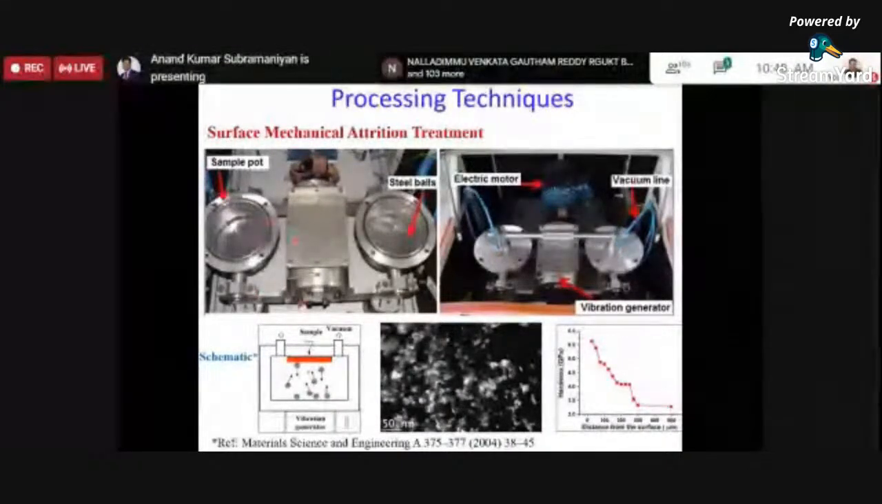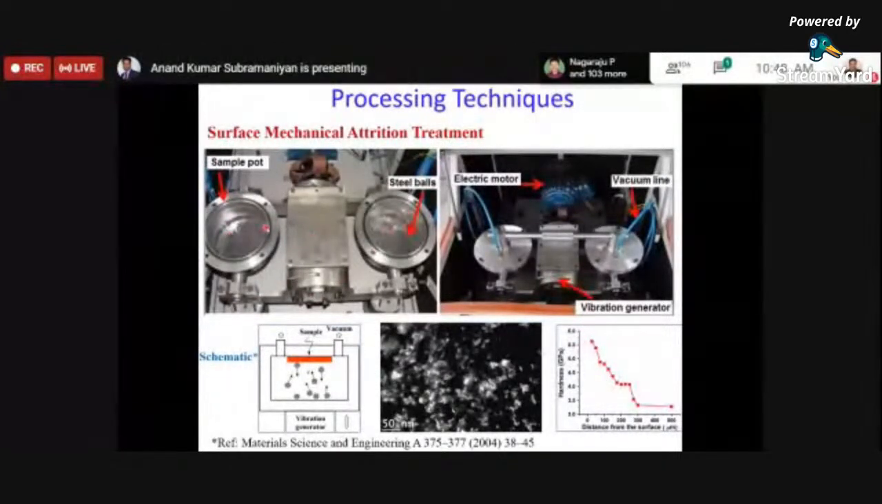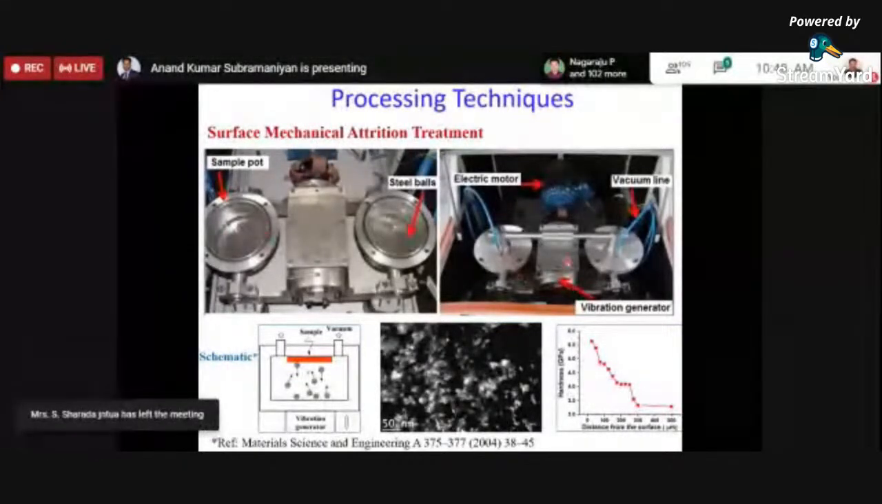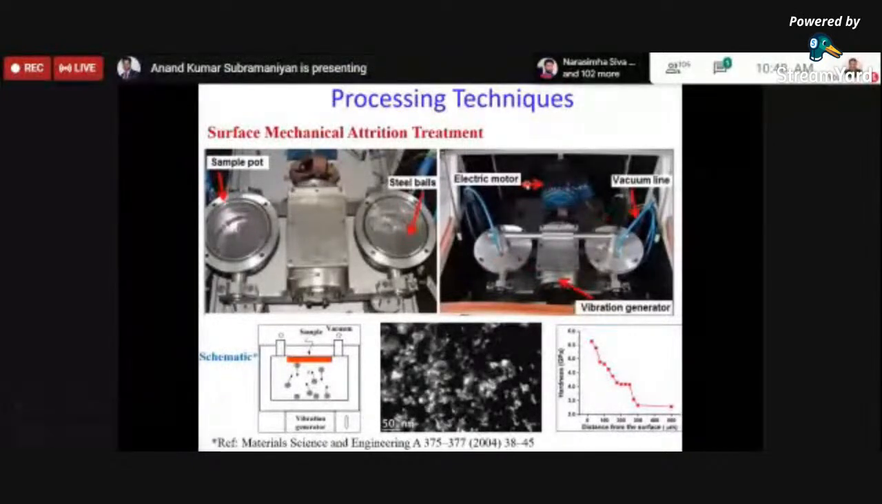Then this sample part will be connected with the vibration generator, and this vibration generator is connected to an electric motor, and of course there will be a provision of a vacuum line, which is used when we perform this treatment on some highly reactive materials like titanium. There is a tendency to form an oxidation layer, so just to prevent that, people also use this vacuum line so that the extent of oxidation can be reduced.